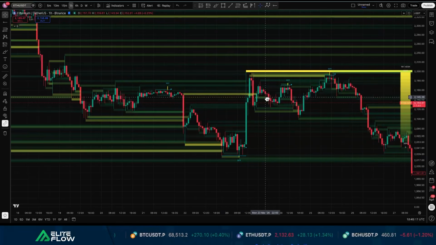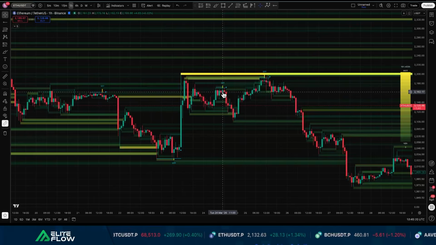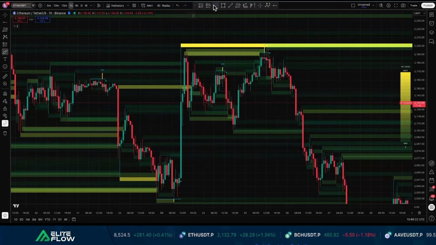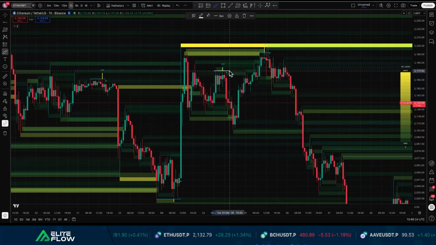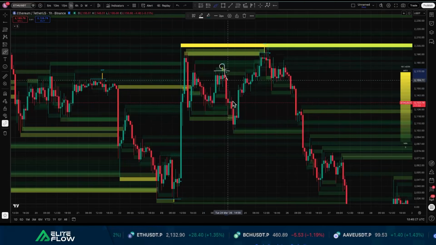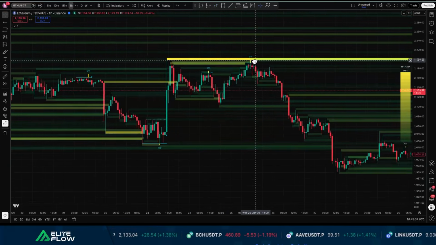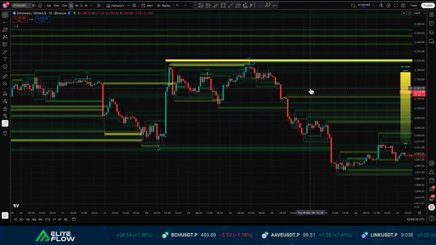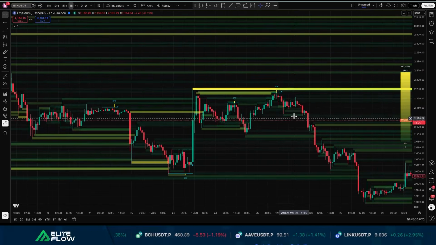Same as here as well. Here it worked quite well. It went above this recent high, grabbed some liquidity, and then went straight back down, and I could really just carry on doing this whole thing all over again on different coins, different time frames.